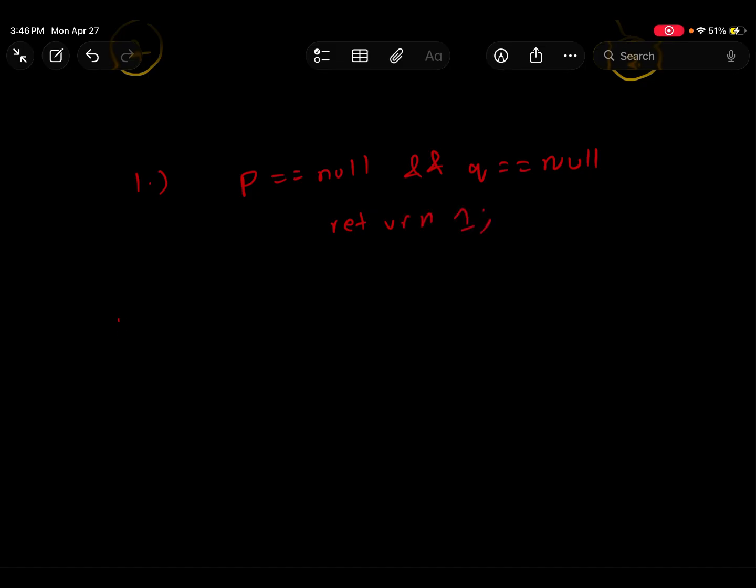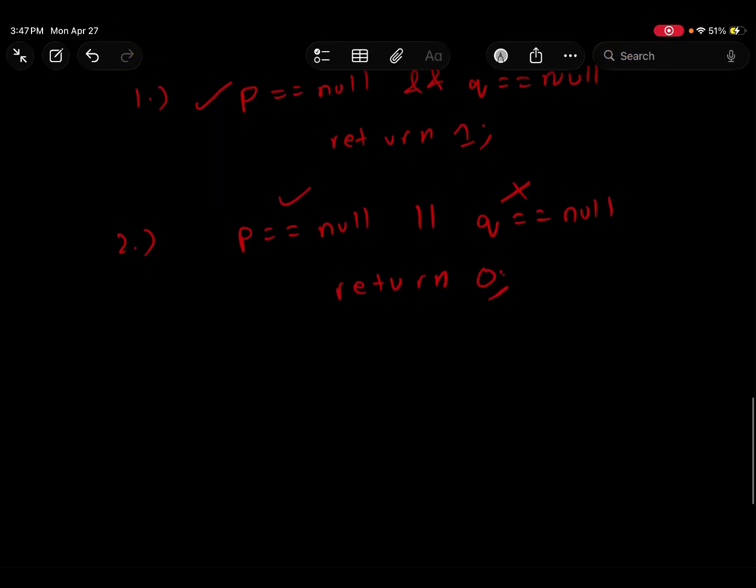Okay. Another base case would be if P is null or Q is null. So what does this mean? Either one of them is null. Look, the previous check handles when both of them are null, where I return the value of 1 as in true. If one of them is null, but the other is not null, that's why I'm using the OR operator, that means return the value of 0 because one is null and the other one is not null. So stop here, as in these two trees are invalid.